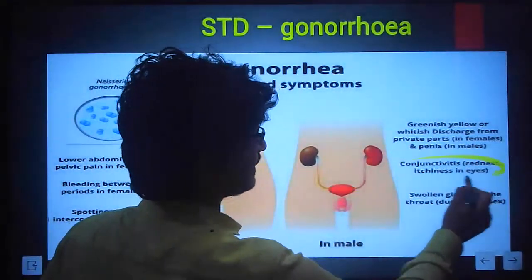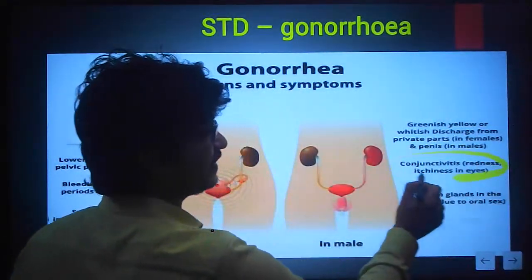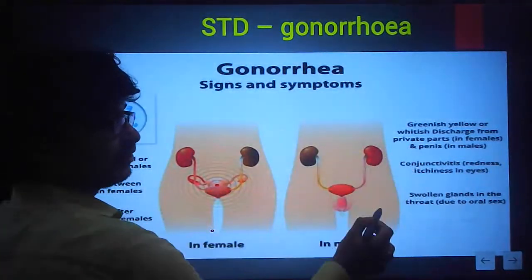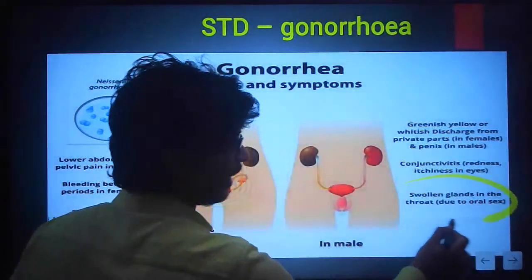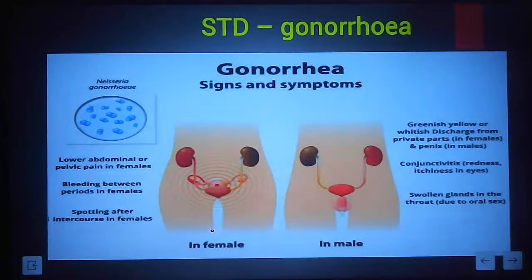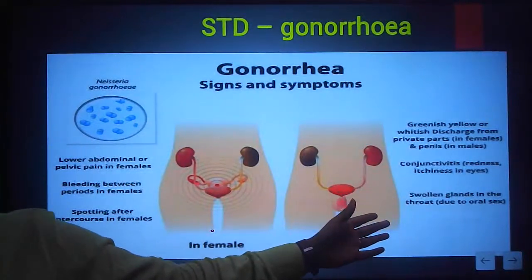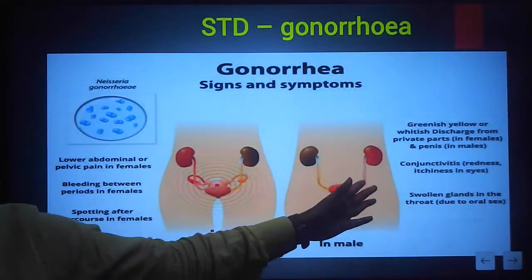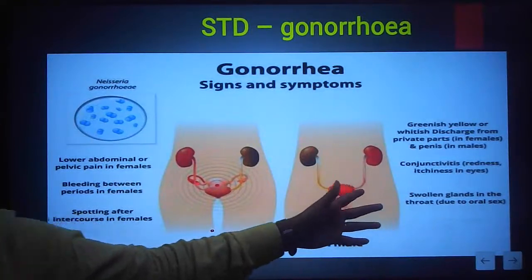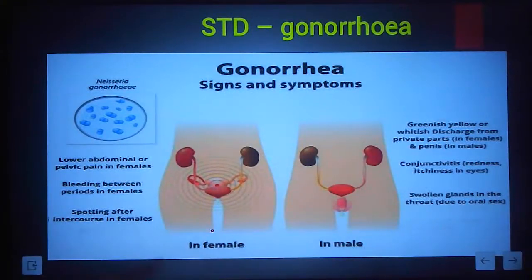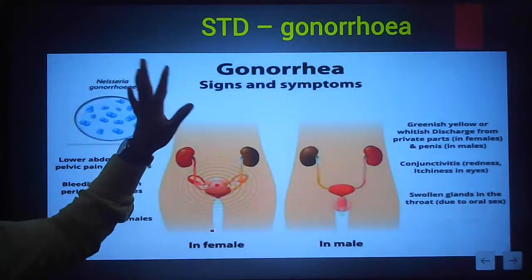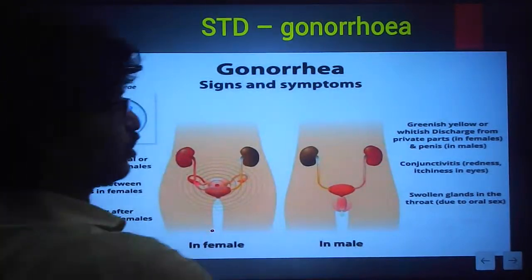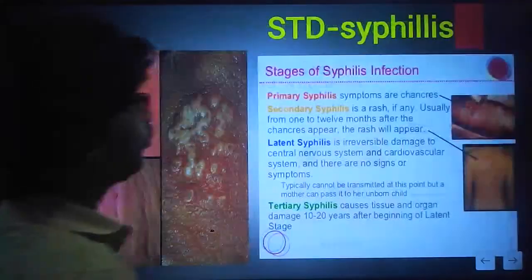And conjunctivitis. This can also cause inflammation in the conjunctiva of the eyes, and itchiness that you could see. Swollen glands in the throat can occur due to oral sex. If they have been involved in oral sex, sometimes they may have a problem in the throat also, so they should be extra cautious. But gonorrhea is curable. It's a bacterial disease caused by Neisseria gonorrhoeae.